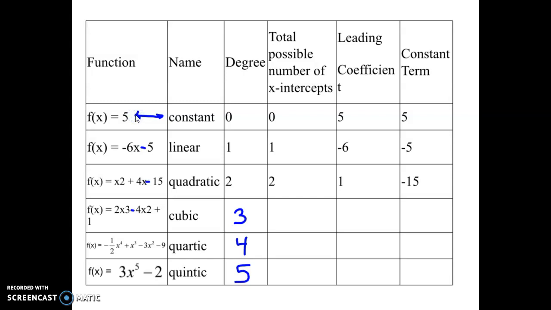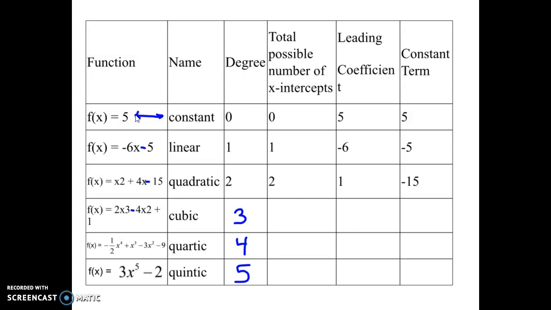Now the total possible number of x-intercepts, you'll notice in the first few tables here that are filled out, there's 0 x-intercepts because it's a degree of 0. Again, that doesn't mean there's exactly 0, but that's the maximum there could be. If it's a power of 1, there can be maximum 1 x-intercept. And think of it, you guys, if it's a line, right, it would hit the x-axis once. A quadratic is a parabola. That means it's got a degree 2, and it could have 2 x-intercepts.